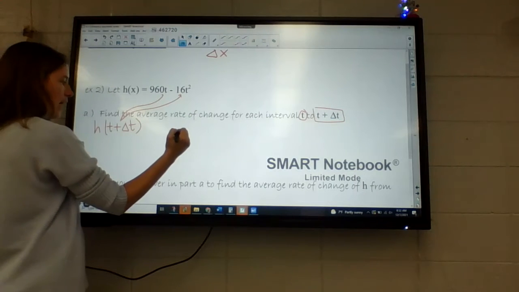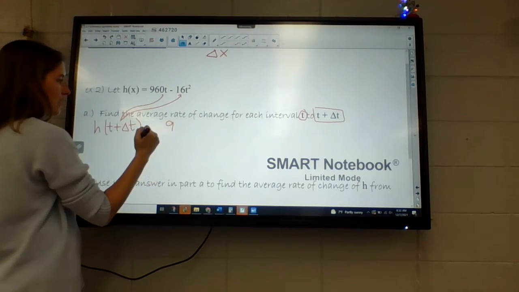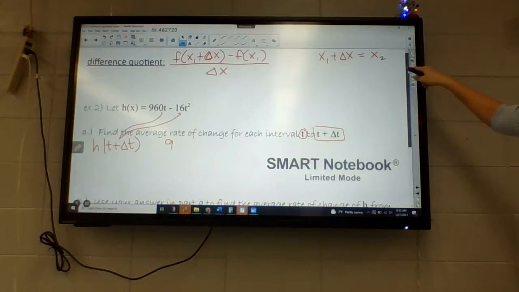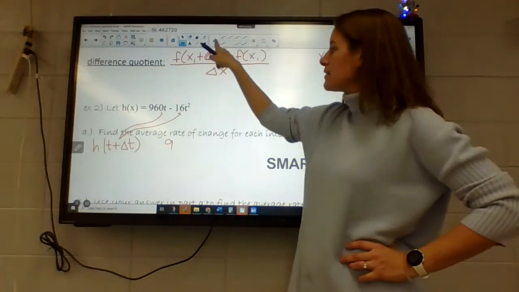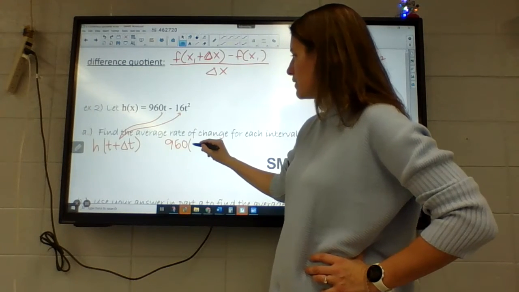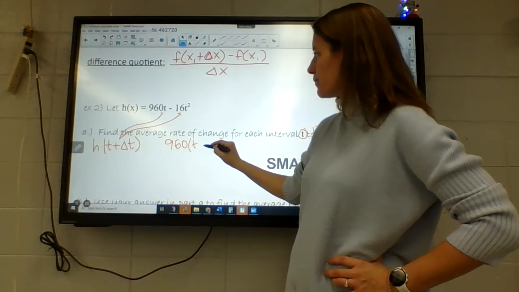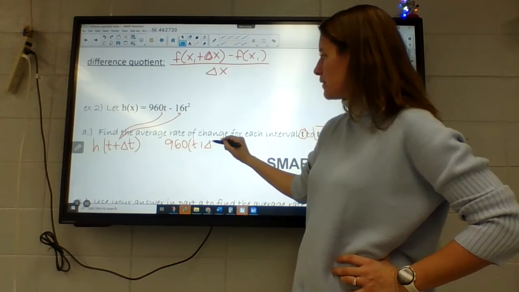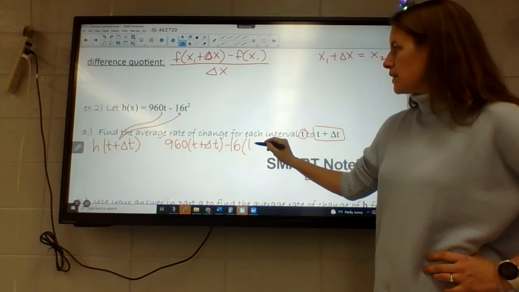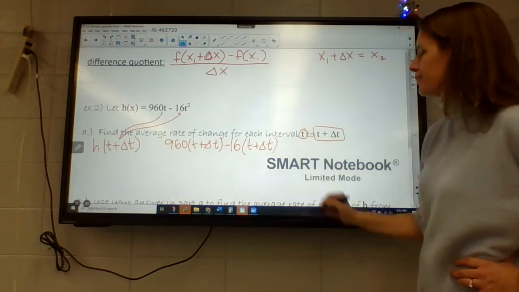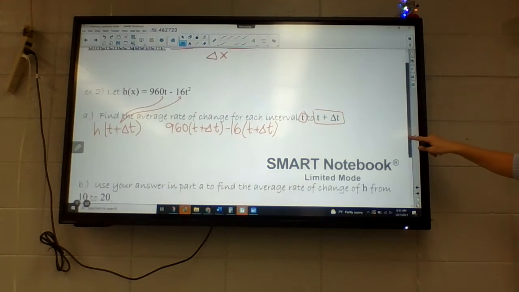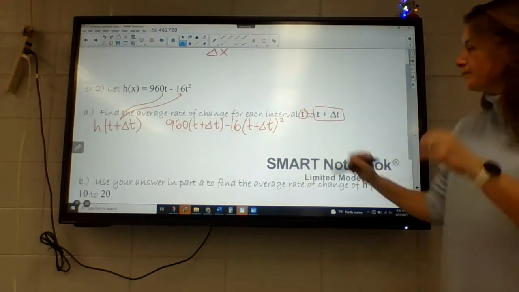I'm trying to decide if we should do this all at once, sorry. Because I have to take that and then subtract, I think we'll be able to do it. So let's do 960 times t plus delta t minus 16 times t plus delta t. Should that be squared? Oh yeah, thank you. Squared.